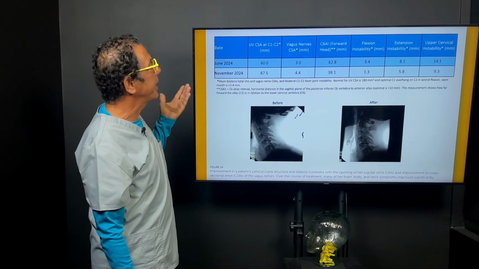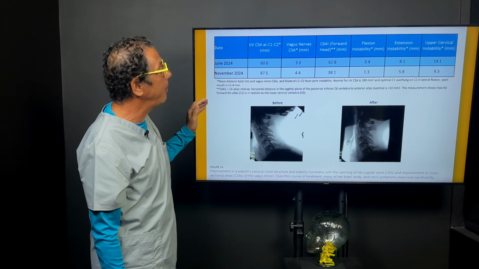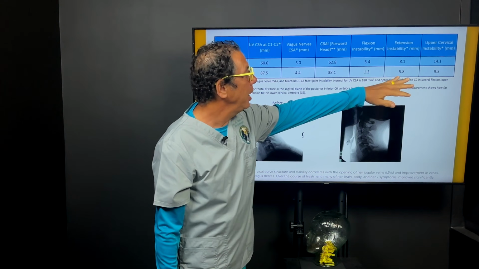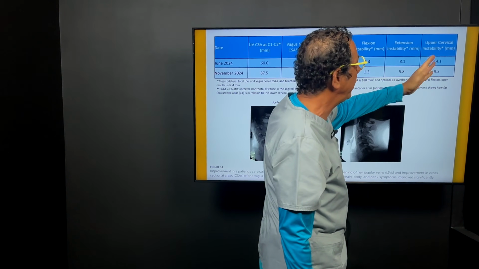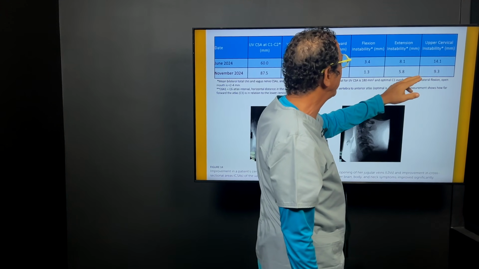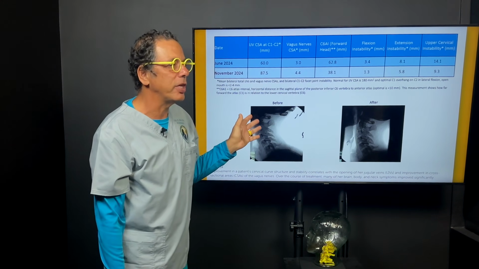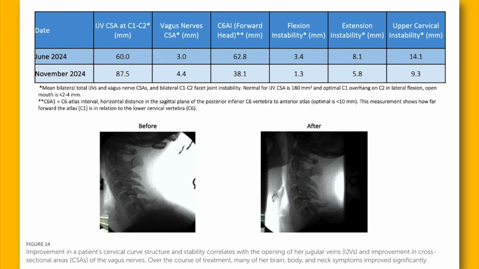And then this was just a case study that we put in the paper, and it just showed how with treatment, the upper cervical instability went from this to this. I tried to put in just an average case, and almost all of the person's symptoms reduced. Some of them were completely resolved and some of them were partially resolved.